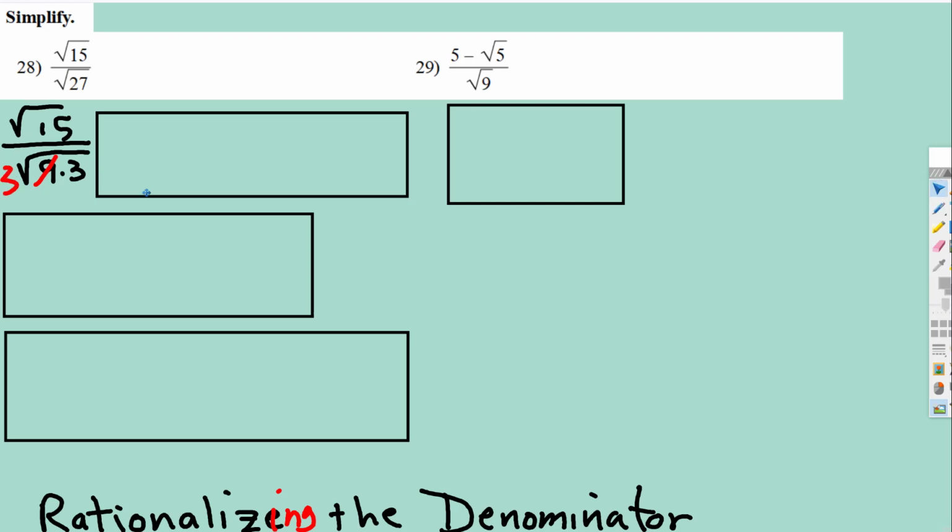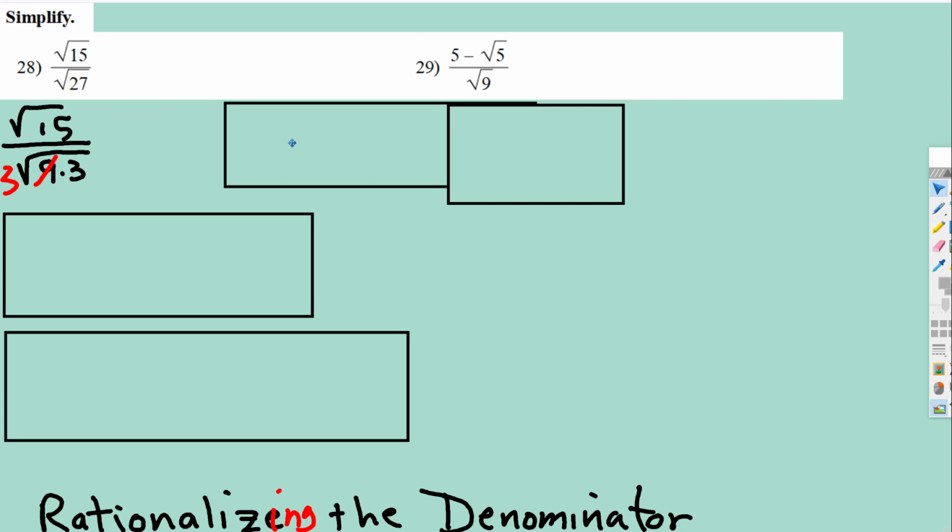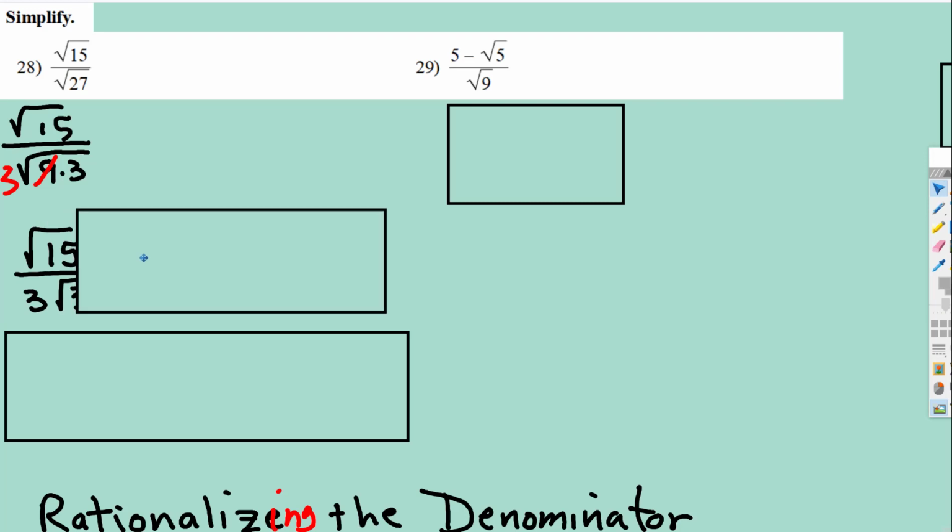I think I showed you the quick route, and then I'm going to show you the... Oh, yeah, I think I did that down here.